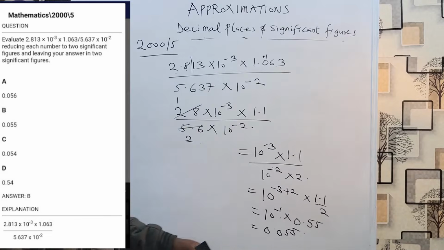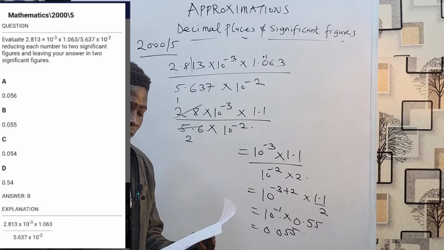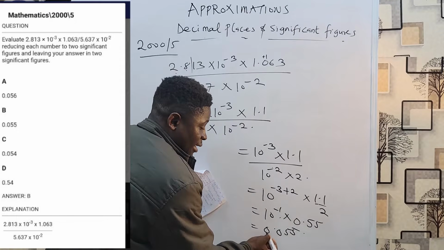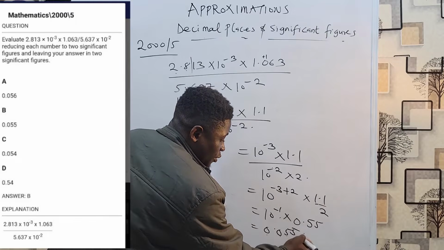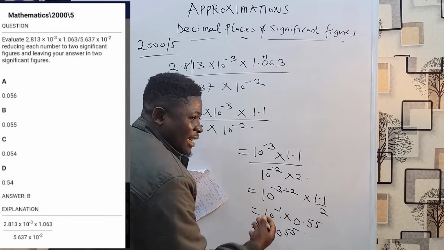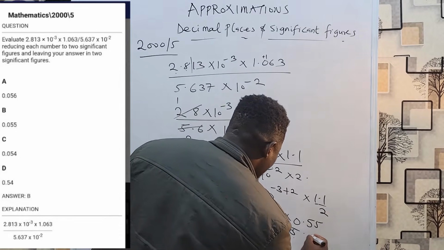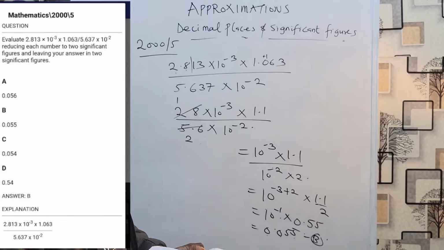Now, but that is not our question. Our question says, leave your answer to what? To 2 significant figures. So is this 0 significant? No. Is this one significant? No. This one is. So you rule. Everything here is 0. So we are not adding anything, we are not subtracting. So our answer will still remain 0.055, which is what? Option B. Very simple.